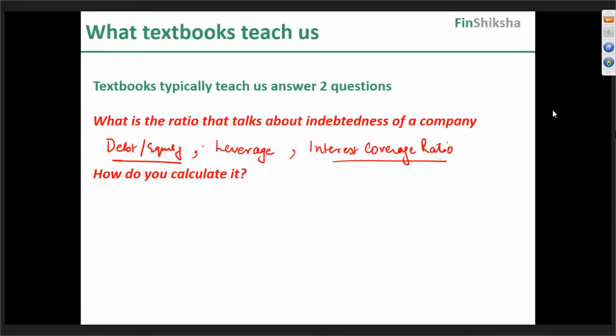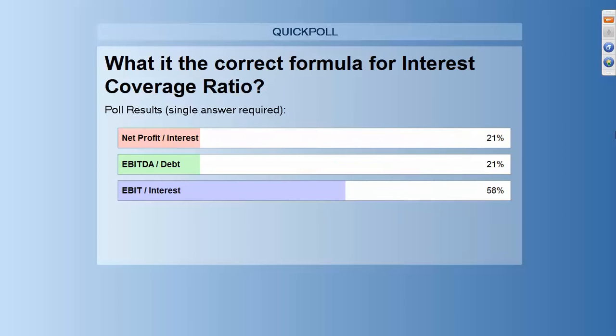Just give me a second. Let's look at the results. So let's look at the results of the poll now. Do we see the results? Broadly, about 58% of us believe that EBIT by interest is the correct answer, and the rest of the crowd is equally divided between EBITDA by debt and net profit by interest. Correct? So that's the set of answers that we have chosen at this point of time.